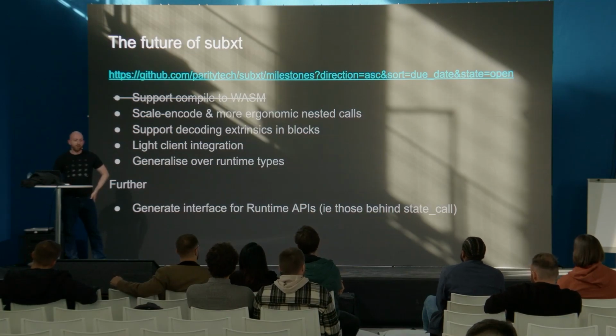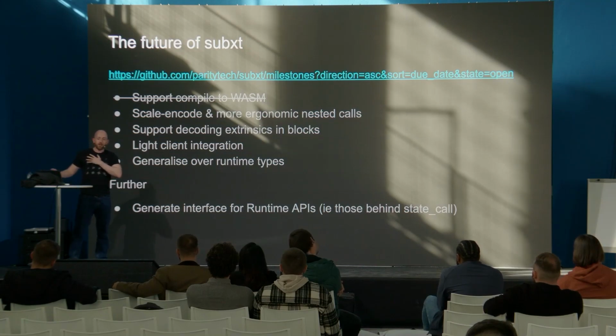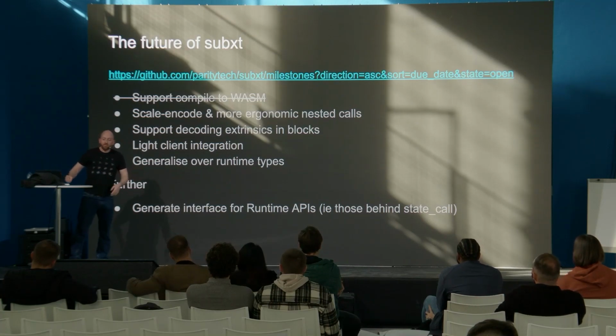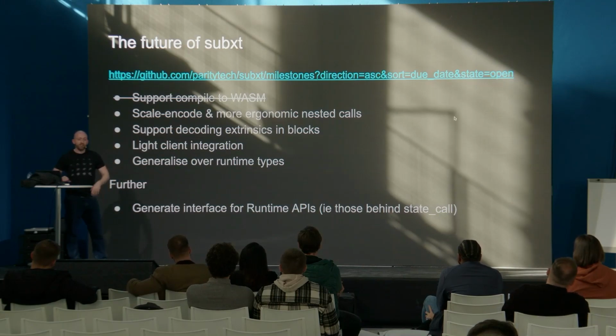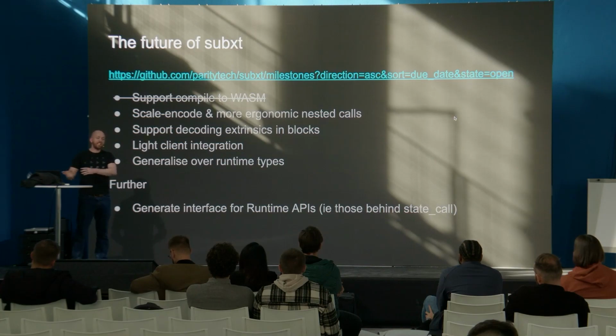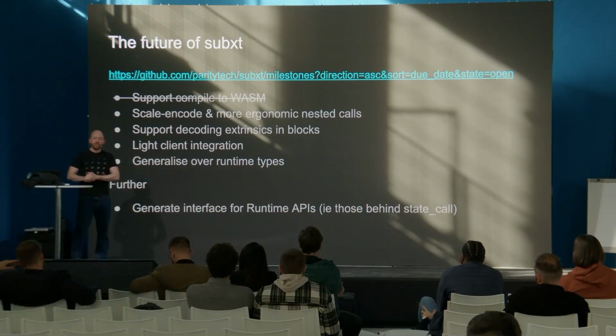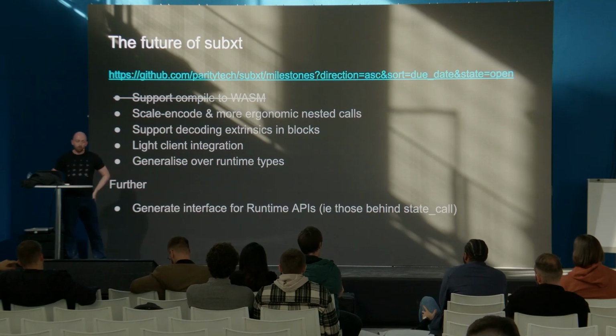And further in the future, we want to generate interfaces for runtime APIs. If you know what runtime APIs are, they're these things that are hidden behind this state call method, and they're quite opaque and quite hard to understand how to use. And I think Subxt could generate an interface for them the same way it does for transactions and make them quite accessible and easy to use. So that means any custom functions that your pallet exports, Subxt will understand how to call those functions and make use of them via the RPC interface. So that will be cool too.